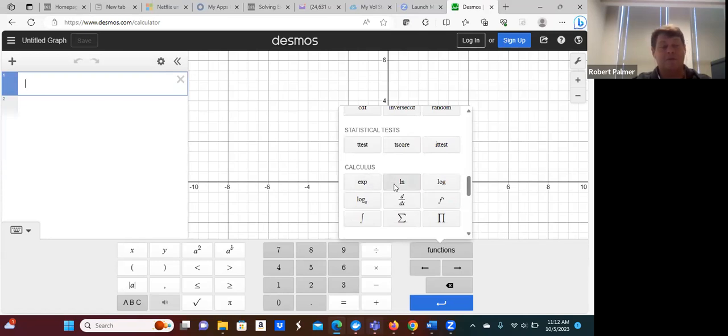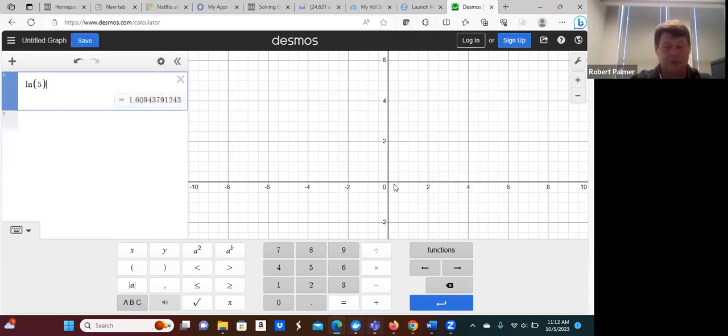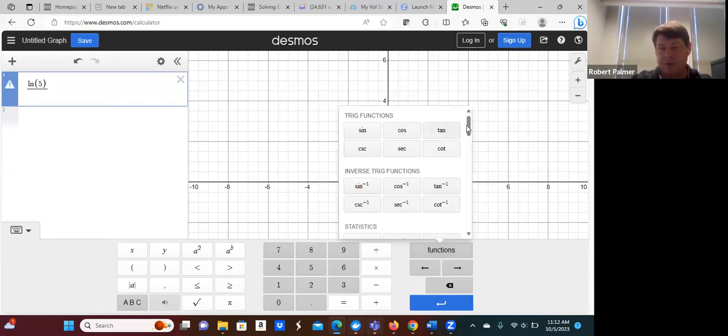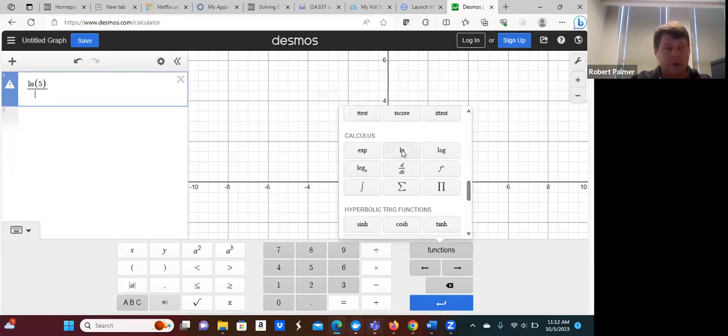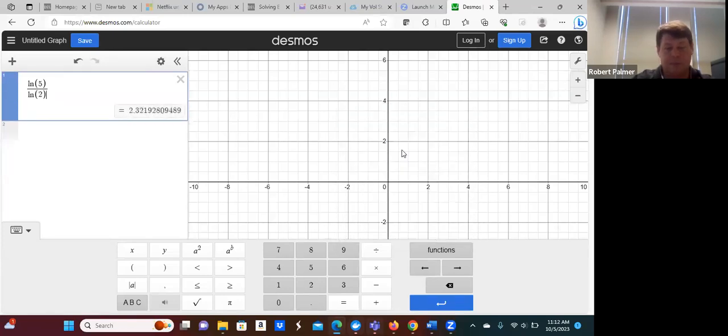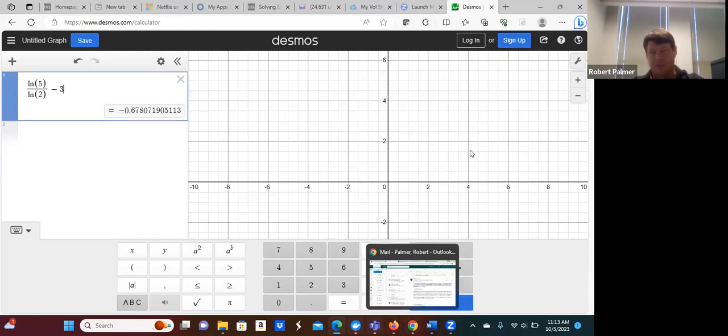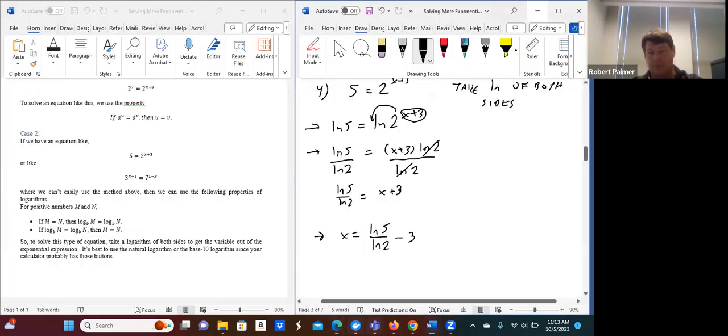So do natural log of 5, then divided by, so do the same thing, back to functions. Natural log of 2, then minus 3. And see, that's approximately, and let's approximate it to 3 places for now, approximately negative 0.678.